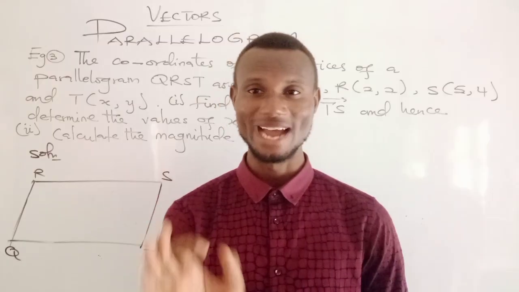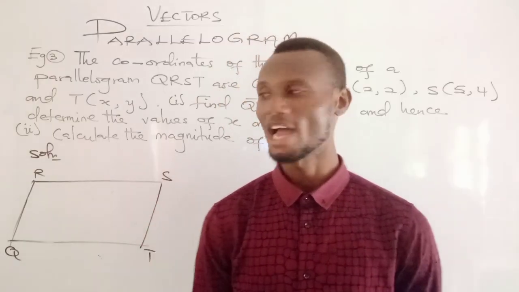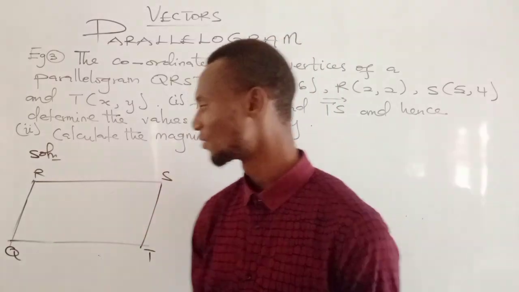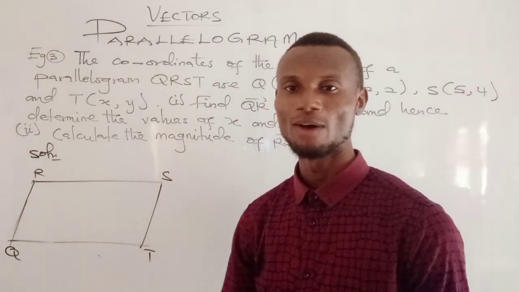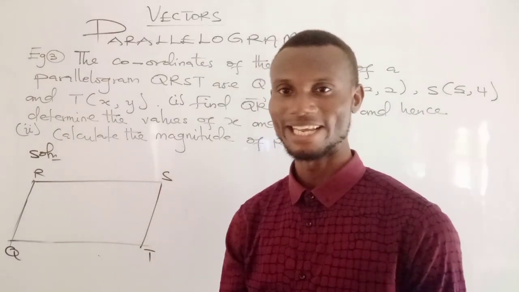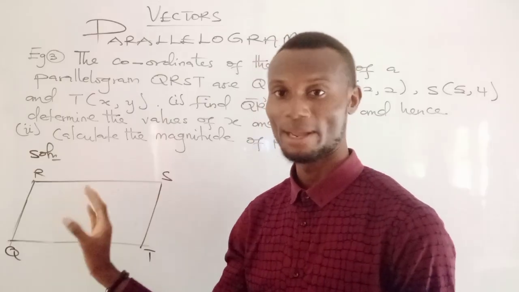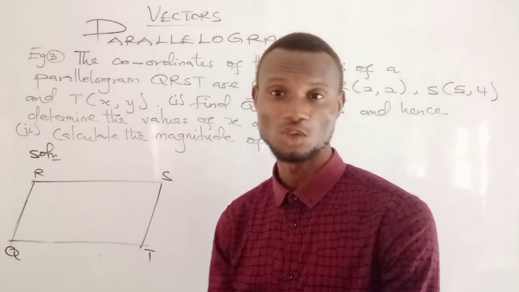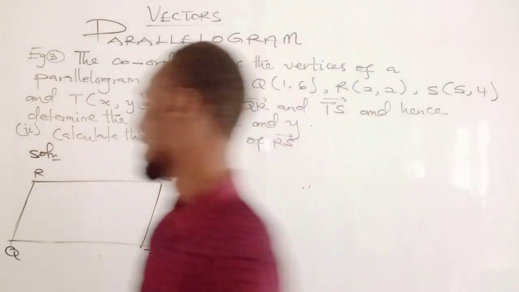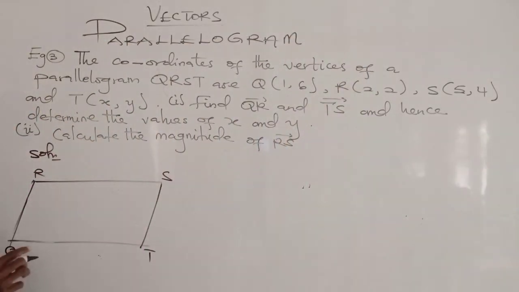I hope you understand up to this point. Okay, so now that I'm done drawing the parallelogram and I've labeled the vertices, I'll go ahead and indicate my arrows on the parallelogram. You will choose which direction you want to go. So I will choose to move from Q to T, so my arrow will point towards T.